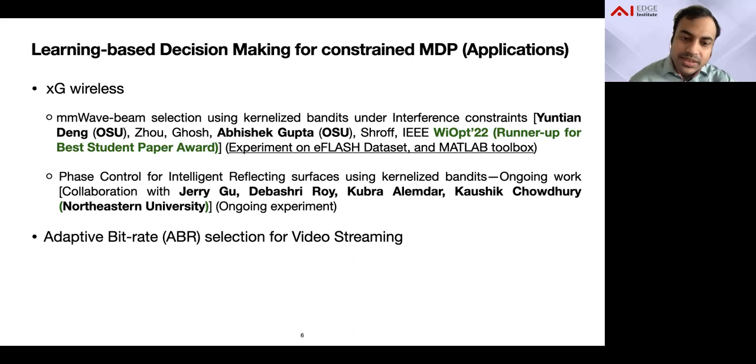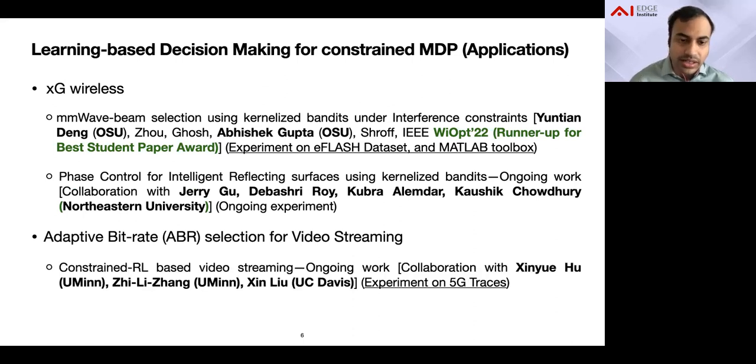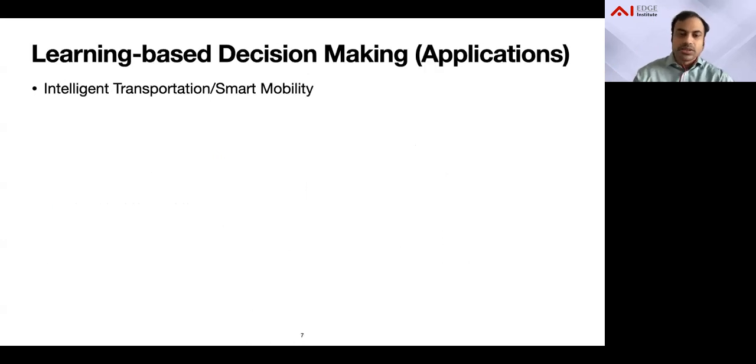And also in adaptive bitrate selection for video streaming. We also use the constrained RL algorithm for video streaming. Again, this is ongoing work I am doing with Xin Yu, I think she's also here, from University of Minnesota, Zili Zhang, and Xin Liu from UC Davis. We are experimenting again on 5G data. In this application, we're also trying to see how these constrained RL algorithms will work in real life. And not only this ongoing work, I've also made some contributions in the past.